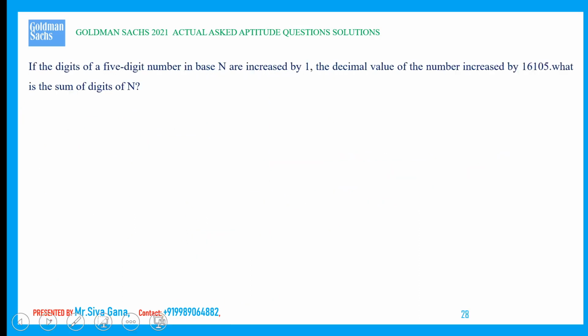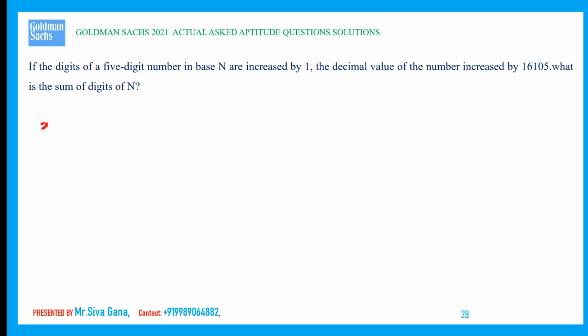Next question. If the digits of a 5-digit number in the base n are increased by 1, the decimal value of the number is increased by 16105. Okay, fine. What is the sum of the digits of n? So we have to find the base and that base's sum of the digits. If the base is 12, the sum of the digits is 1 plus 2, 3. So we have to find the base.